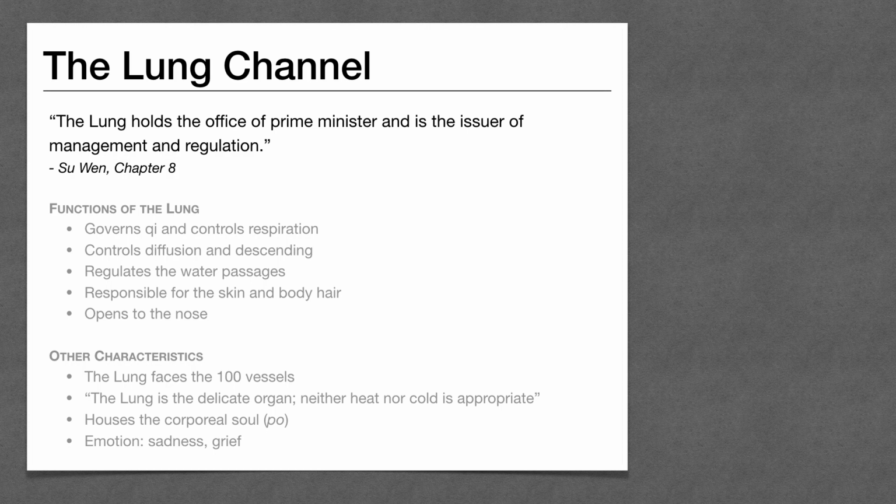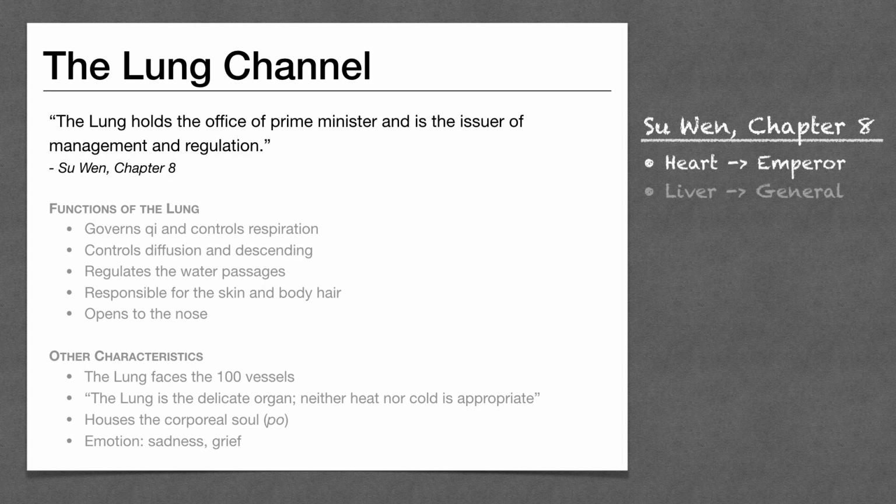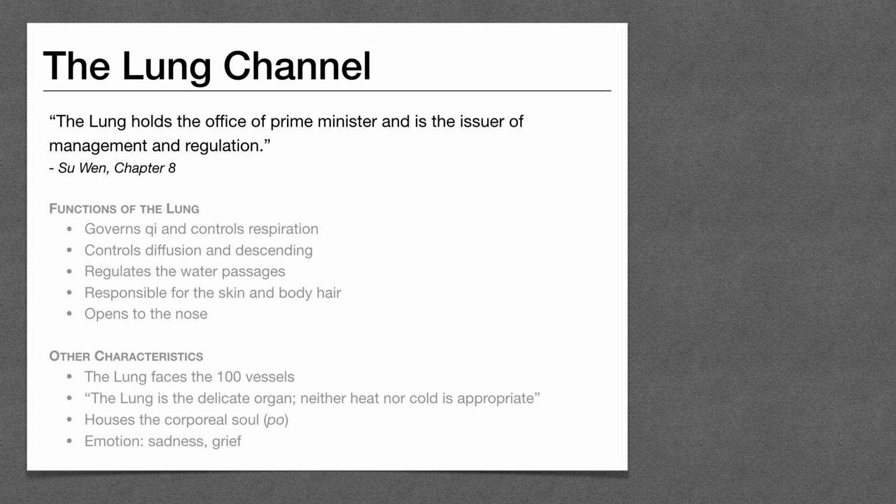So let's start with Chapter 8 of the Su Wen. This is the chapter of the Jing where every organ is assigned a government office. This is where we say the heart is the emperor, or the liver is the general. Well, here it says that the lung holds the office of prime minister and is the issuer of management and regulation. So what does this mean?